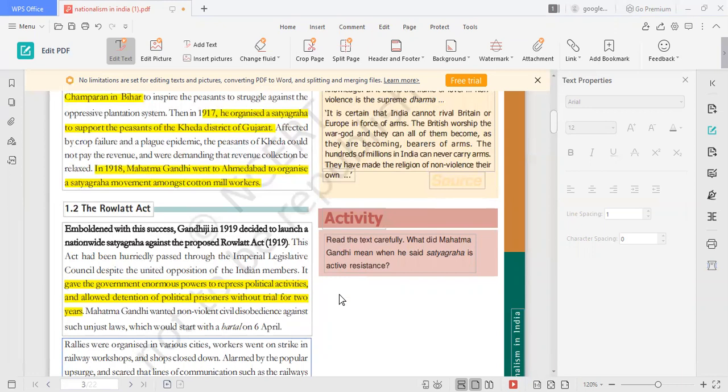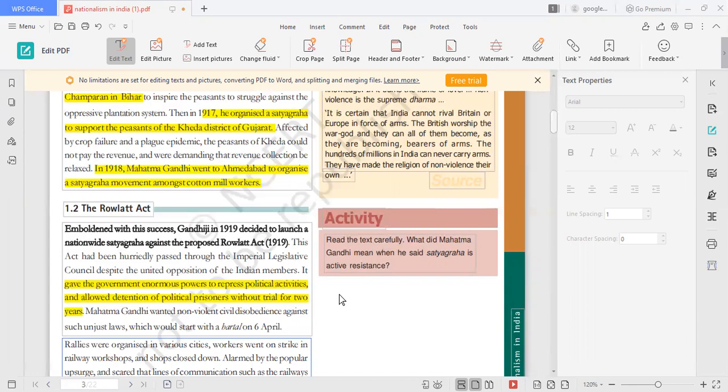The Rowlatt Act gave enormous power to the British government to arrest any prominent political leaders like Gandhiji, Nehru, Motilal Nehru, Lala Lajpat Rai. Any leaders can be arrested without warrant. They can be arrested without trial. They can be imprisoned. No appeal, no question, no inquiry. It gave enormous power, and it was hurriedly passed in the Legislative Council.